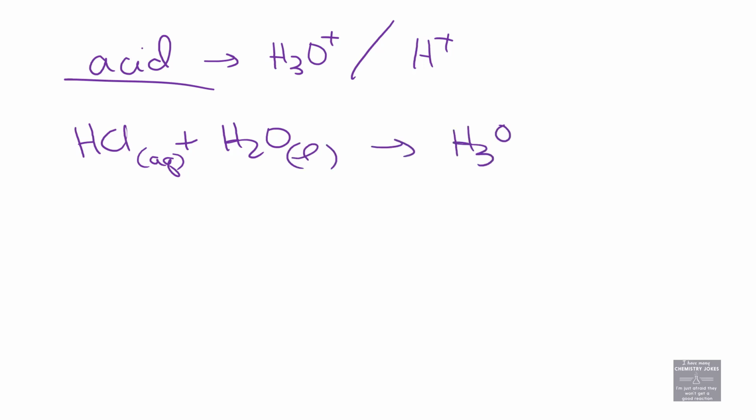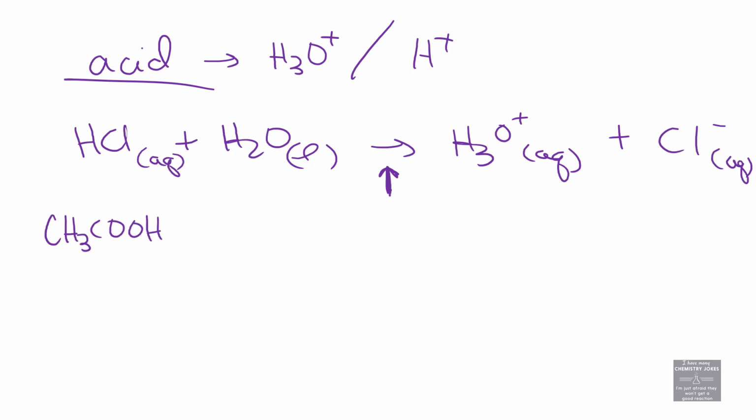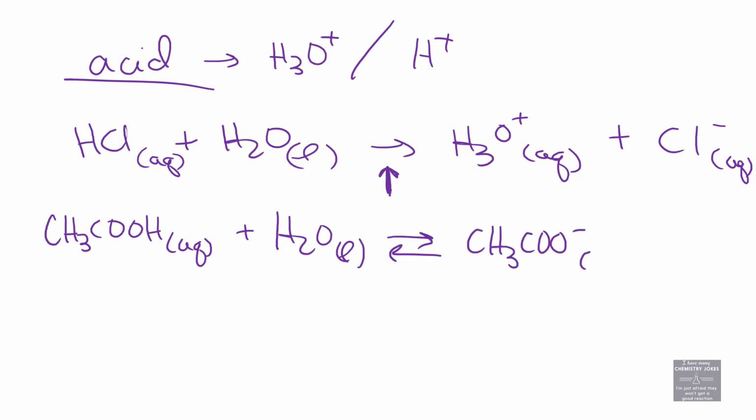It produces H3O+ and Cl-. You can add that strong acid, and it's a limiting reactant, straightforward arrow only. You can add this weak acid, which is acetic acid, and water, and get an equilibrium process where you produce acetate and H3O+. All acids produce H3O+ in water.